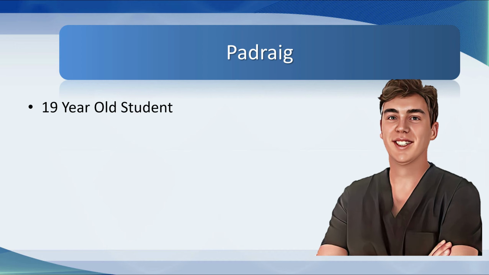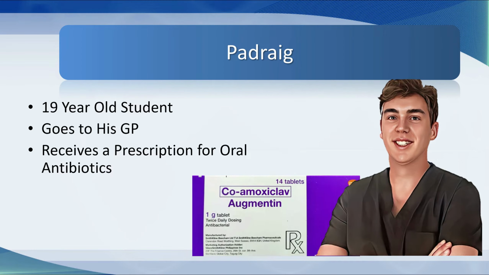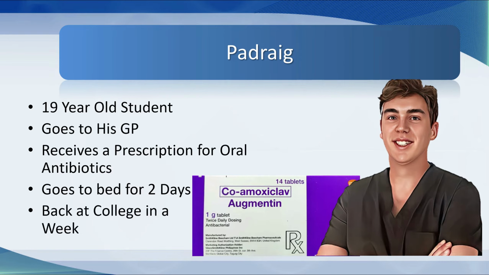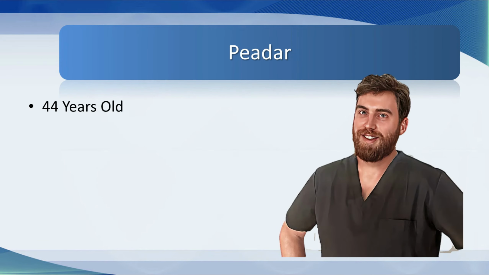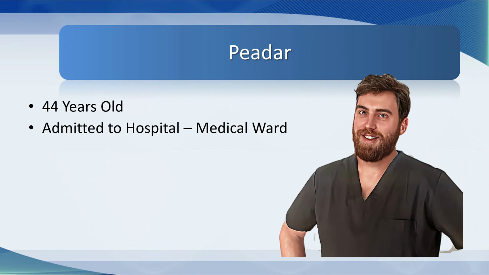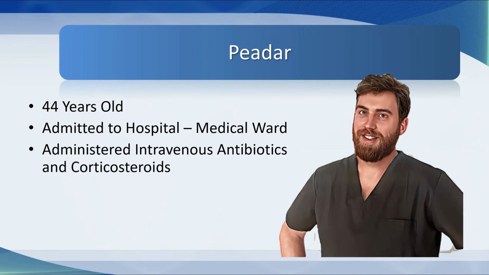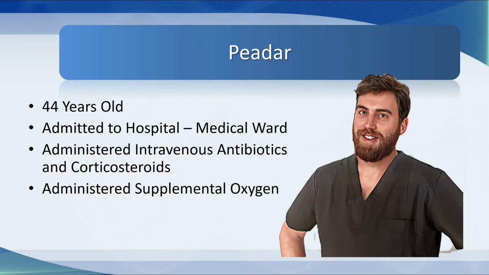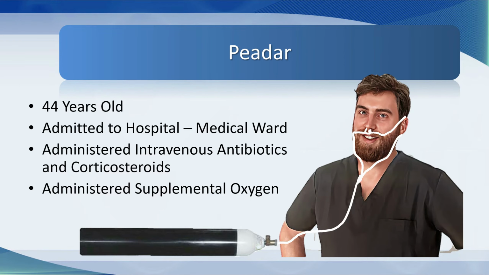Porrick, the 19-year-old student, goes to his GP and receives a prescription for oral antibiotics. He ends up in bed for 2 days and is back at college within a week. Padder, 44 years old, is admitted to hospital to a medical ward. He's administered intravenous antibiotics and corticosteroids. He also requires some supplemental oxygen. He is home within 7 days.